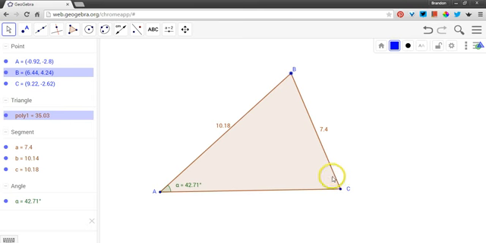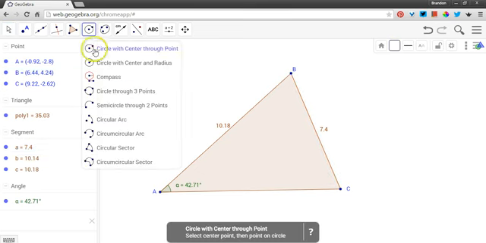This angle right here, C, if I know that it's an acute angle, then I'm in good shape. But if I don't know, I actually have two possibilities. Let me just show you here.